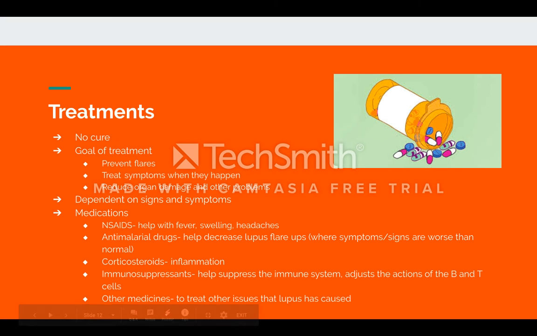SLE patients are given a combination of medications to help combat the problems that lupus causes on their organs. They may get medications that help to reduce the fevers, the swellings, and the headaches they feel. There are drugs that help decrease lupus flare-ups and inflammation. And there are those medications that help to suppress the immune system and decrease the effects of lupus on the body.